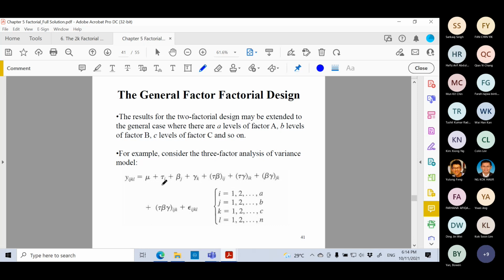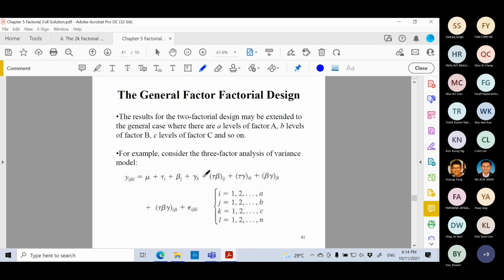Okay, we expect that if the 3-factor interaction and the 2-factor interactions are not significant, it's much easier. You want to analyze for your tau, beta, and gamma, because what you are interested in, in the whole study, is your main factors: your tau, your beta, your gamma.